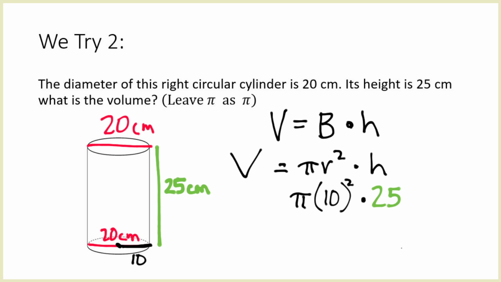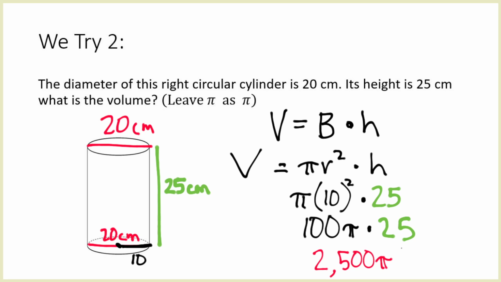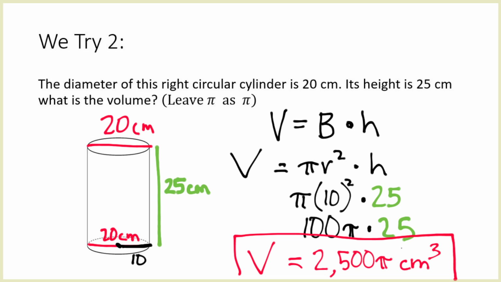10 squared is 100. 100 times pi is 100 pi. Now I just need to multiply it times 25. 25 times 100 is 2,500. So for my overall answer, I'm going to have 2,500 pi. And my units are in centimeters, so I'm going to have cubic centimeters. So my overall volume is 2,500 times pi cubic centimeters.